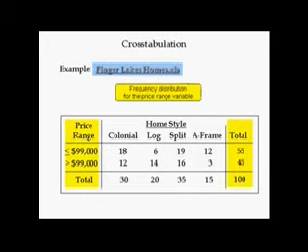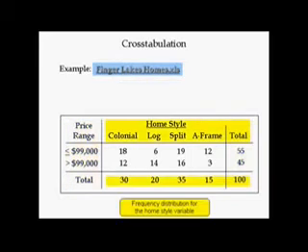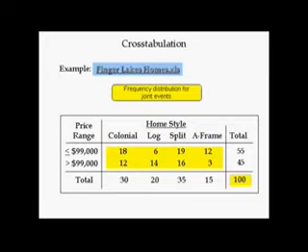The leftmost and rightmost columns comprise a frequency distribution for the price range of homes. The frequencies in this table sum to the size of the sample, which is 100 homes. The top and bottom rows comprise a frequency distribution for home style. The frequencies in this table sum to the size of the sample, which is 100 homes. The table inside the margin comprises a frequency distribution for joint events.